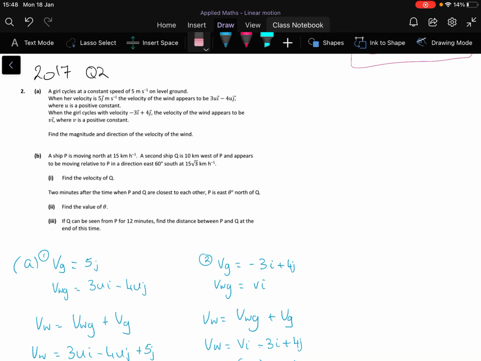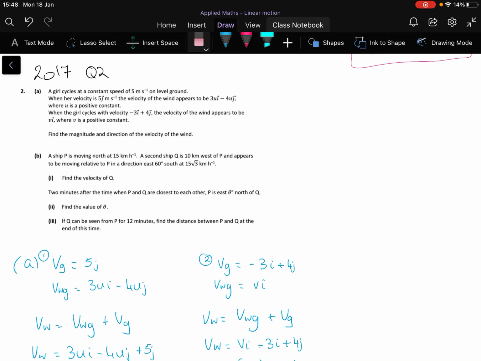So this is very similar to question 2a from 2019. It is the wind appears to blow, so that's one of those questions where we have to resolve both the vectors, and from there we're going to let either the i's equal the i's or the j's equal the j's to find what the velocity of the wind was, and from there we'll get the magnitude and direction.